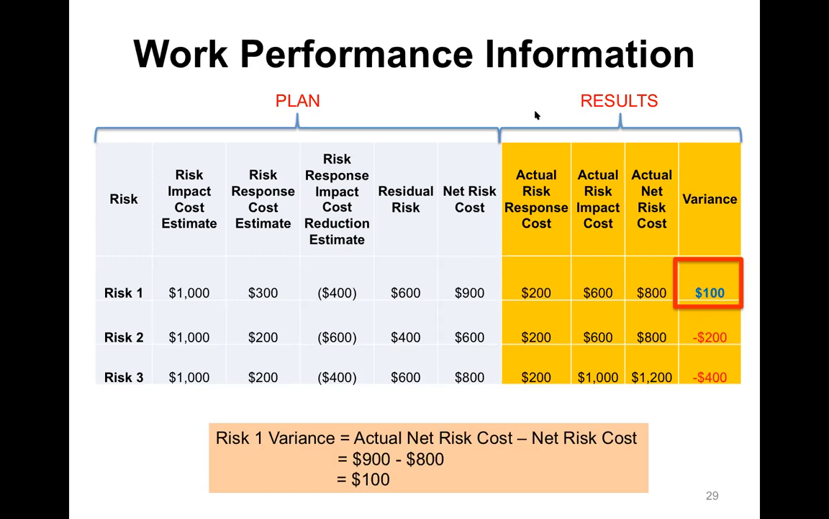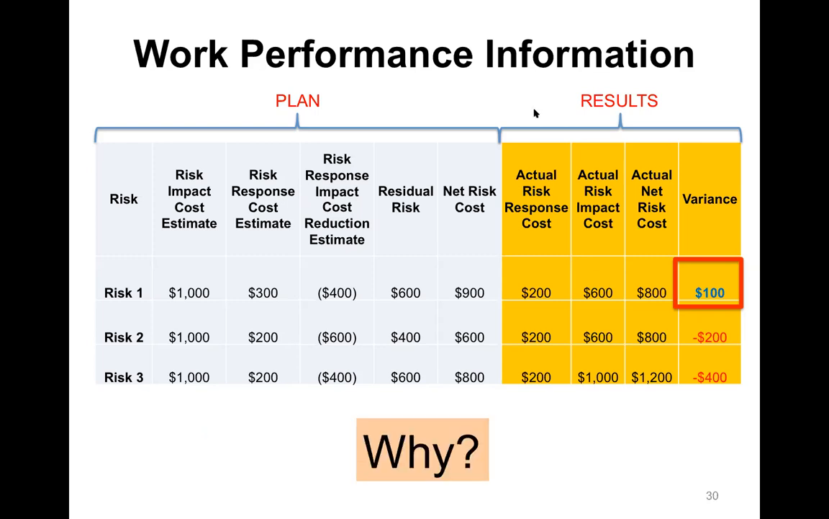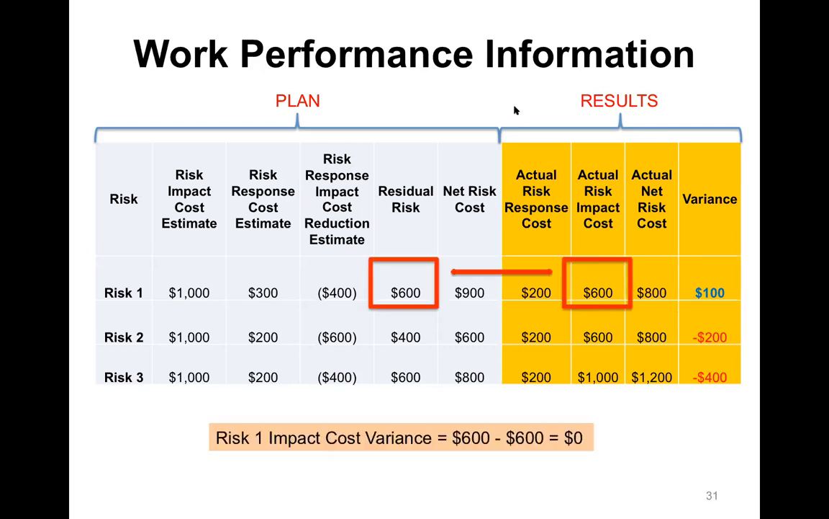So it's a positive variance. The question is, why do we have a positive variance? Well, if we look at the risk 1 impact cost variance, it's $600 what we planned minus $600 what we actually absorbed. So that's actually a 0 variance. So we know it didn't come from the cost of the risk itself or the actual reduction in the cost as a result of the risk response. There was no variance there.